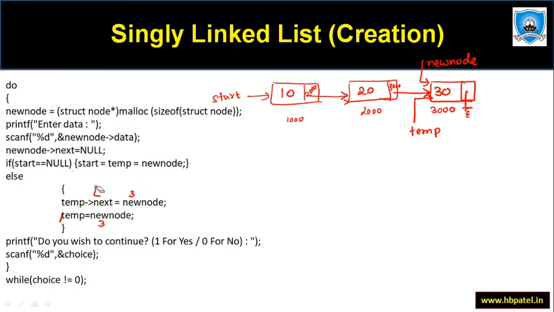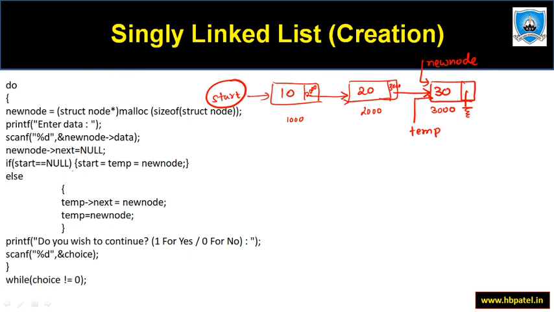All right, you can have a fourth node, a fifth node, a sixth node, so it will keep on continuing. But you can see the start is pointing to the very first node. Every time new node will be the pointer to the new node generated, and temp will be pointing to the last node created. That's it.